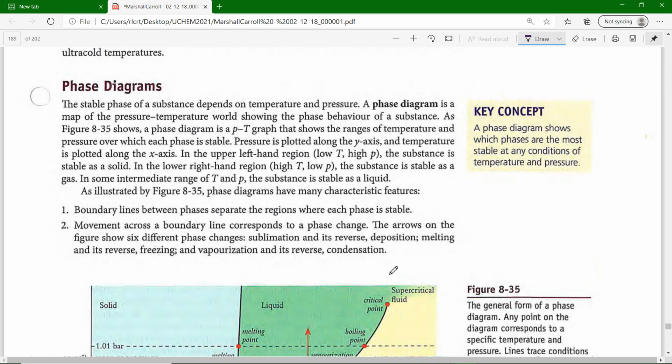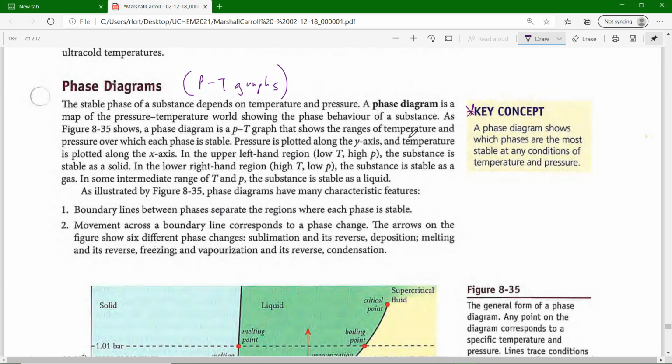Okay, so our last topic in this chapter is on phase diagrams. This is something I doubt you've seen before. It's interesting. This is also called PT graphs, because you put, and they're usually not to scale, pressure on the y-axis and temperature on the x-axis. A phase diagram shows which phases are the most stable at any conditions of temperature and pressure.